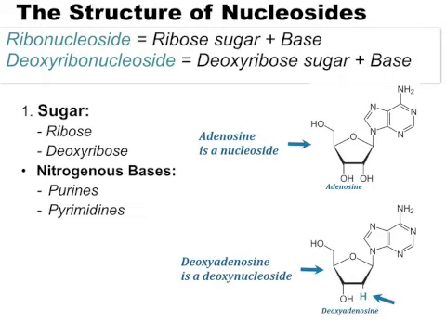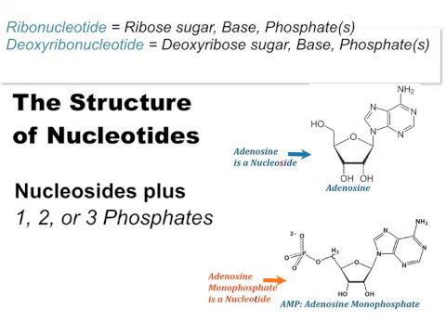We have adenosine that's shown in the top figure and deoxyadenosine that's shown in the bottom figure. The difference between the two is that deoxyadenosine is reduced at the 2' position, and the arrow is pointing to this position. Now the bases can either be purines or pyrimidines, and we'll see that in just a minute. Nucleotides are nucleosides plus 1, 2, or 3 phosphates. In the top position, we see adenosine, a nucleoside, and in the bottom position, we see adenosine monophosphate, AMP. This is also known as adenylate.